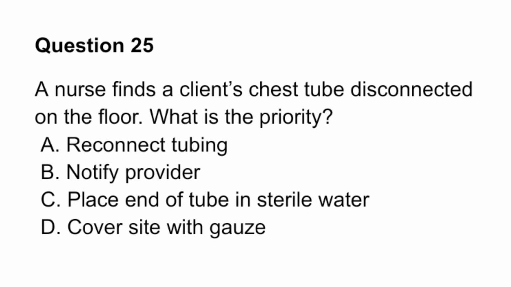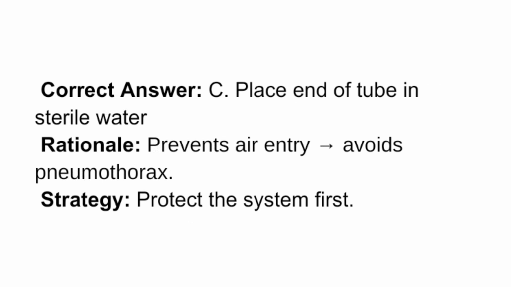Question 25. A nurse finds a client's chest tube disconnected on the floor. What is the priority? A. Reconnect tubing. B. Notify provider. C. Place end of tube in sterile water. D. Cover site with gauze. Correct answer, C. Place end of tube in sterile water. Rationale: prevents air entry, avoids pneumothorax. Strategy: protect the system first.